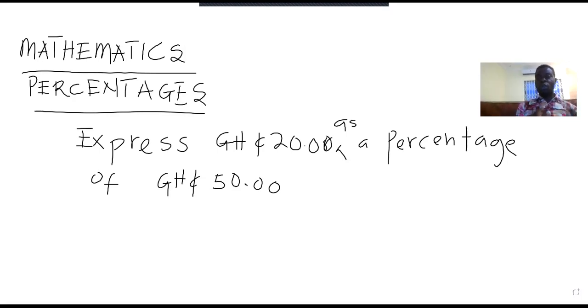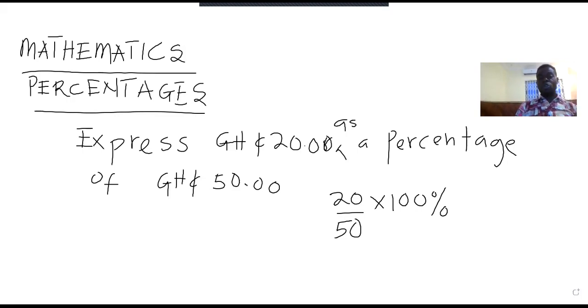Now to express one quantity as a percentage of another, we first of all express them in a form of fraction. We are expressing the first quantity as a fraction of the second quantity. So that would be 20 over 50. And then we multiply by 100%.